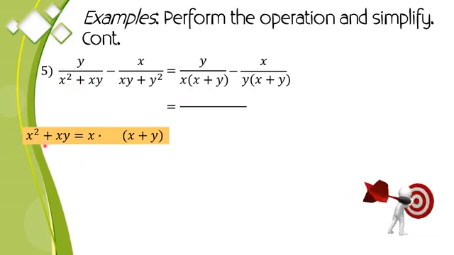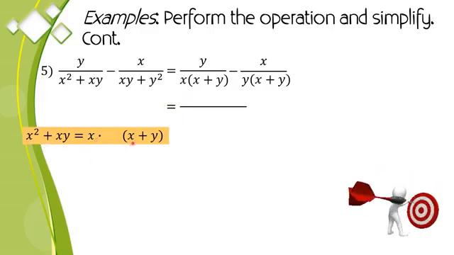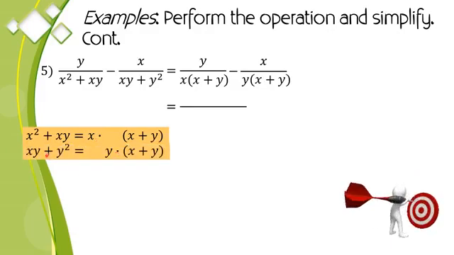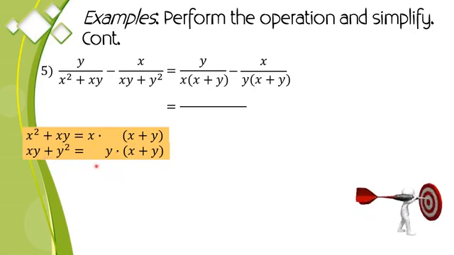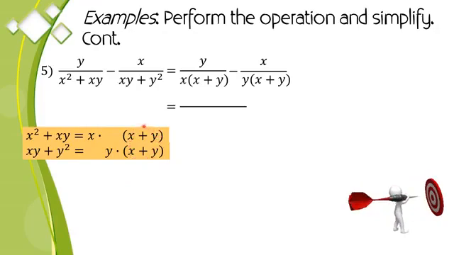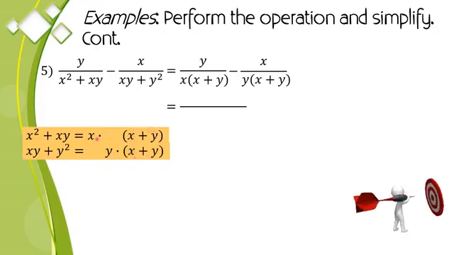I'll write it here. So you have x squared plus xy, then the factor is x times the quantity of x plus y. And also the second denominator, xy plus y squared, the factor is y times x plus y. Observe that. Okay, so we align in one column the common factor. Here is y, and here is x.